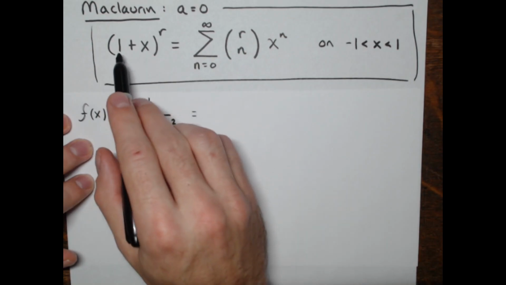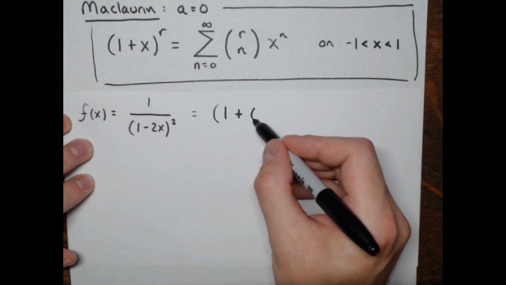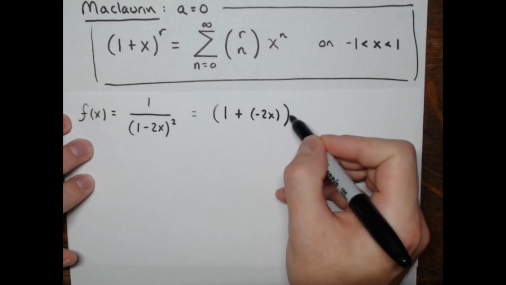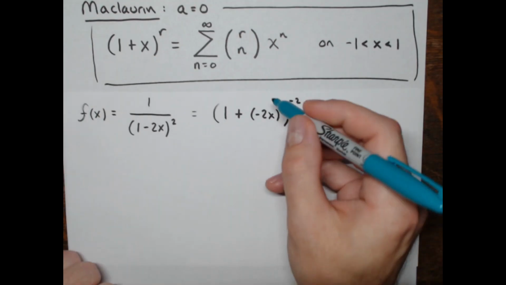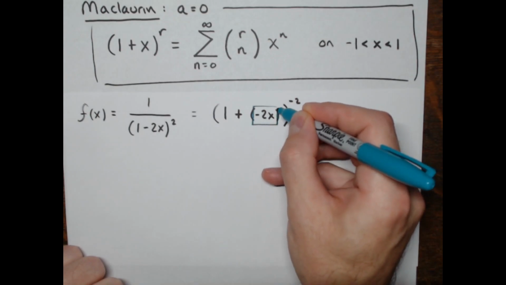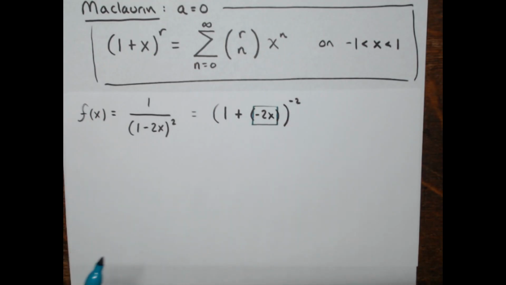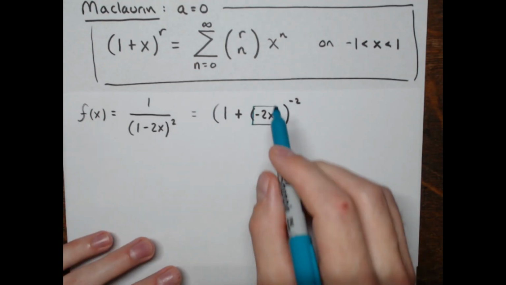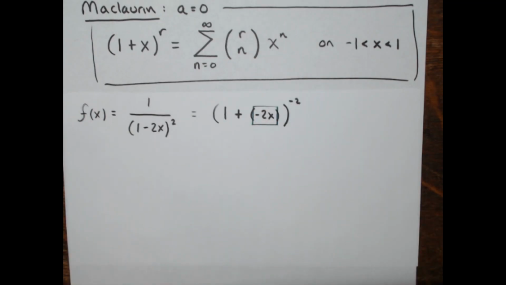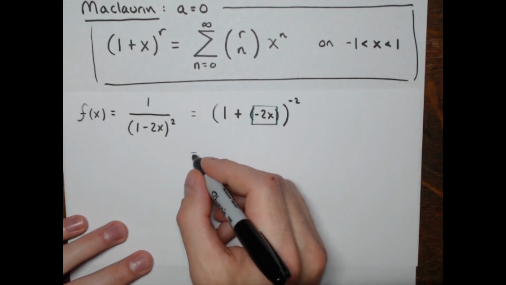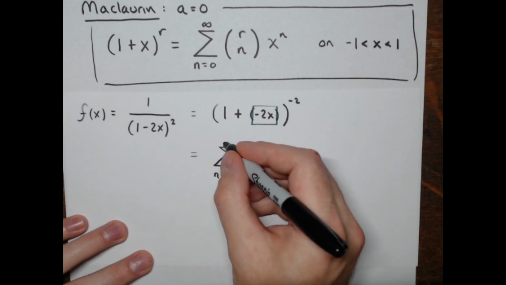Now, if I think of that as 1 plus something to the r, it would be 1 plus negative 2x to the negative 2. It's 1 plus something to the r. So whatever's here replaces x here. So this should be equal to this series, only for certain values of x, though, and we'll talk about that too.